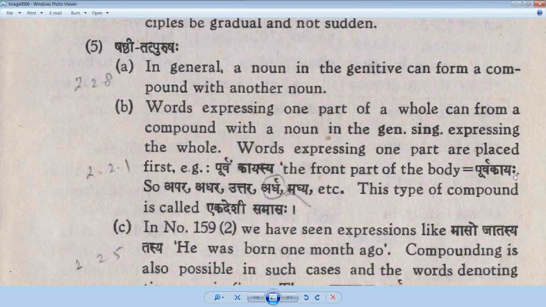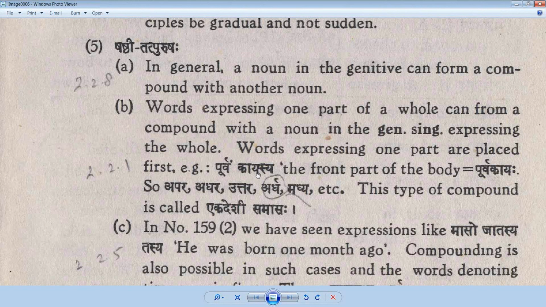Look at the final answer, Purva Kayaha. If you use the Shashti Tatpurusha over here, what would have happened? In the Sutram, Shashti is Prathama Nidrishtam. And we said many times, by 1.2.43, Prathama Nidrishtam Samasa Upasarjanam. So Kayasya would have got the Upasarjana Sanya. Upasarjanam Purvam, by 2.2.30 the Kaya would have got the Purva Nipataha. We will never get Purva Kaya as the final form if we make a Shashti Tatpurusha.